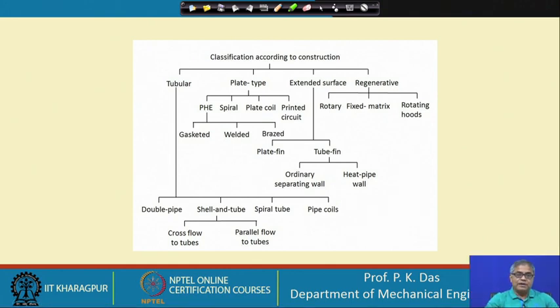This slide is again very important. Let us spend some time on this particular slide. And here we see classification according to construction. Due to different requirements, we have different construction of heat exchangers. Let us say we need heat exchange between two liquids which will not be changing their phases. So, we will prefer to have one particular type, construction or geometry of the heat exchanger.